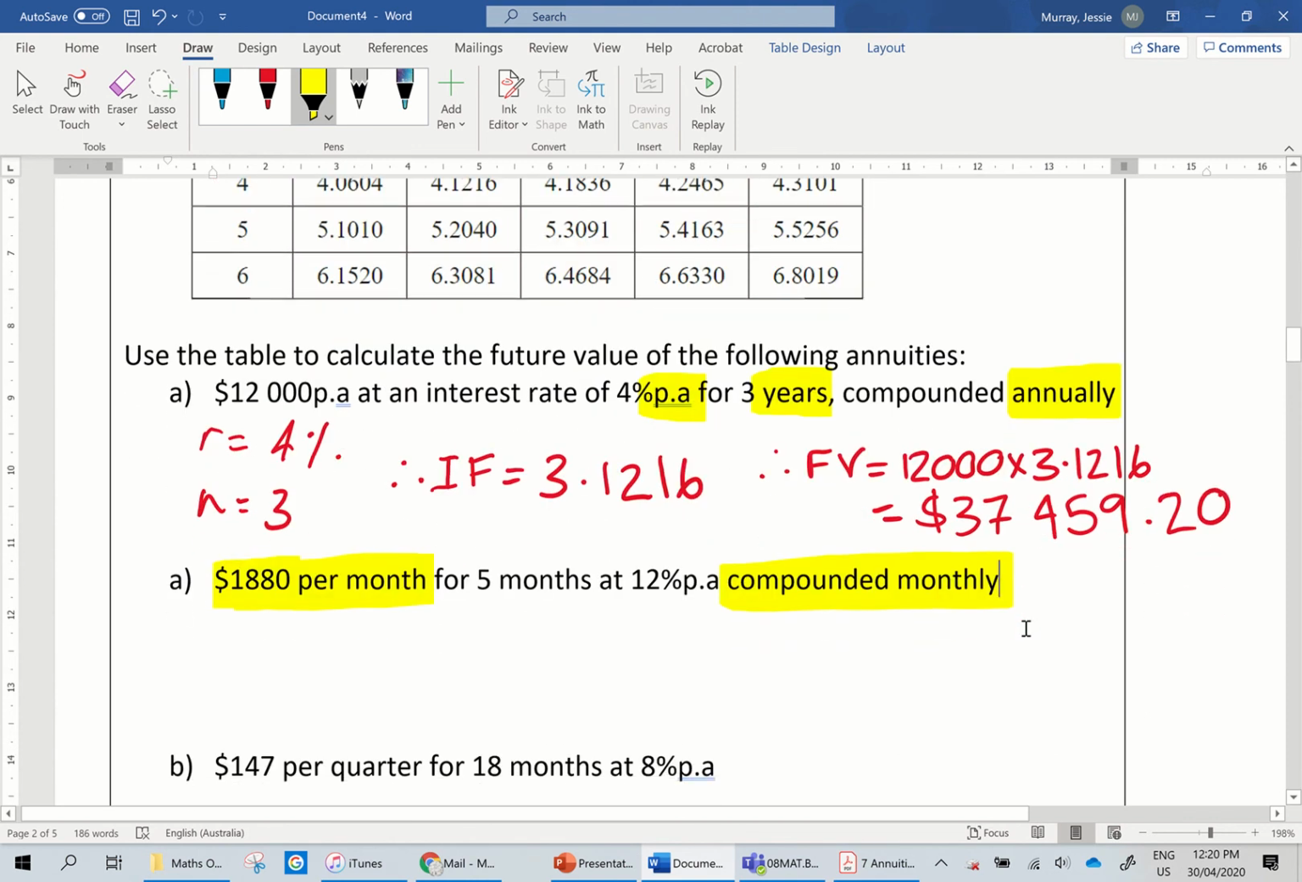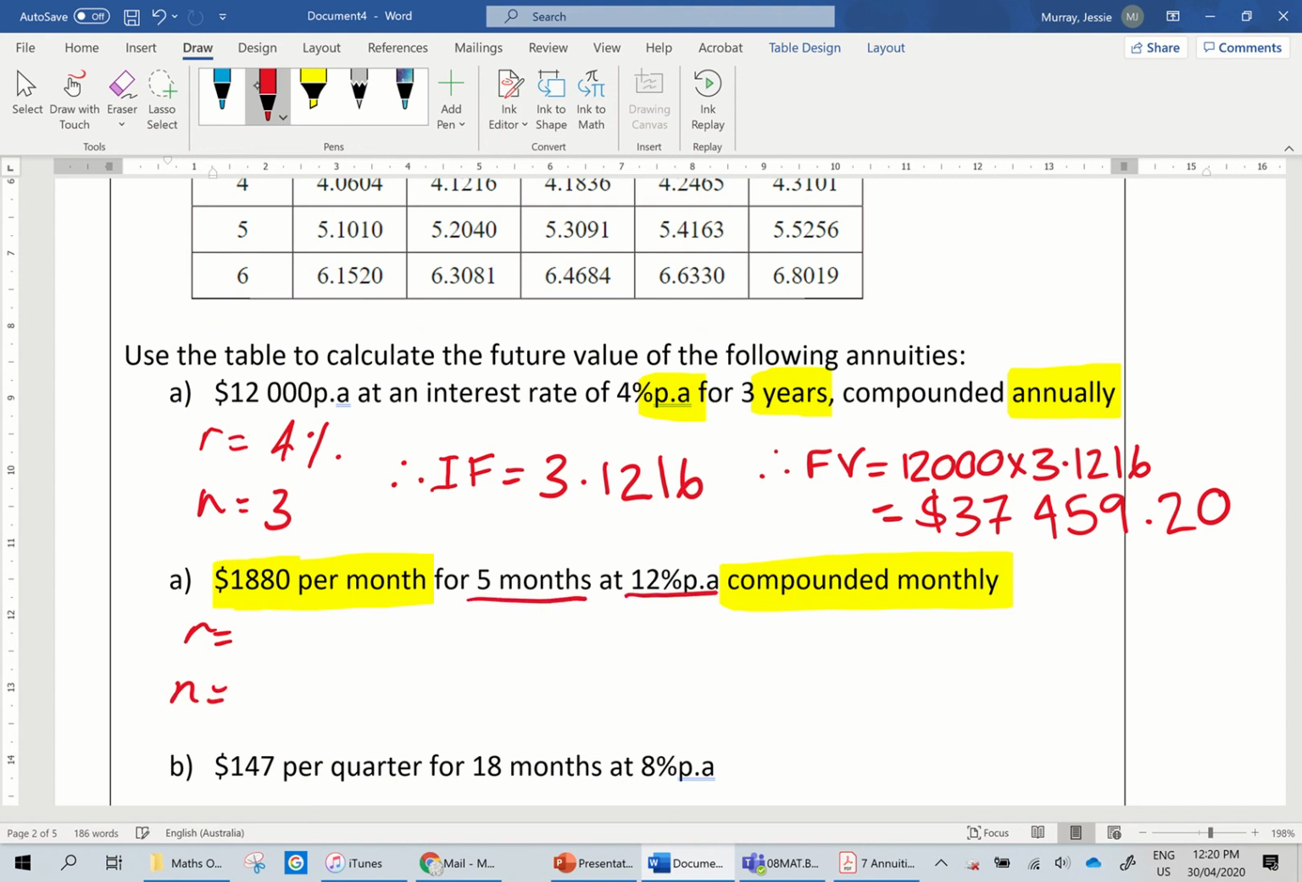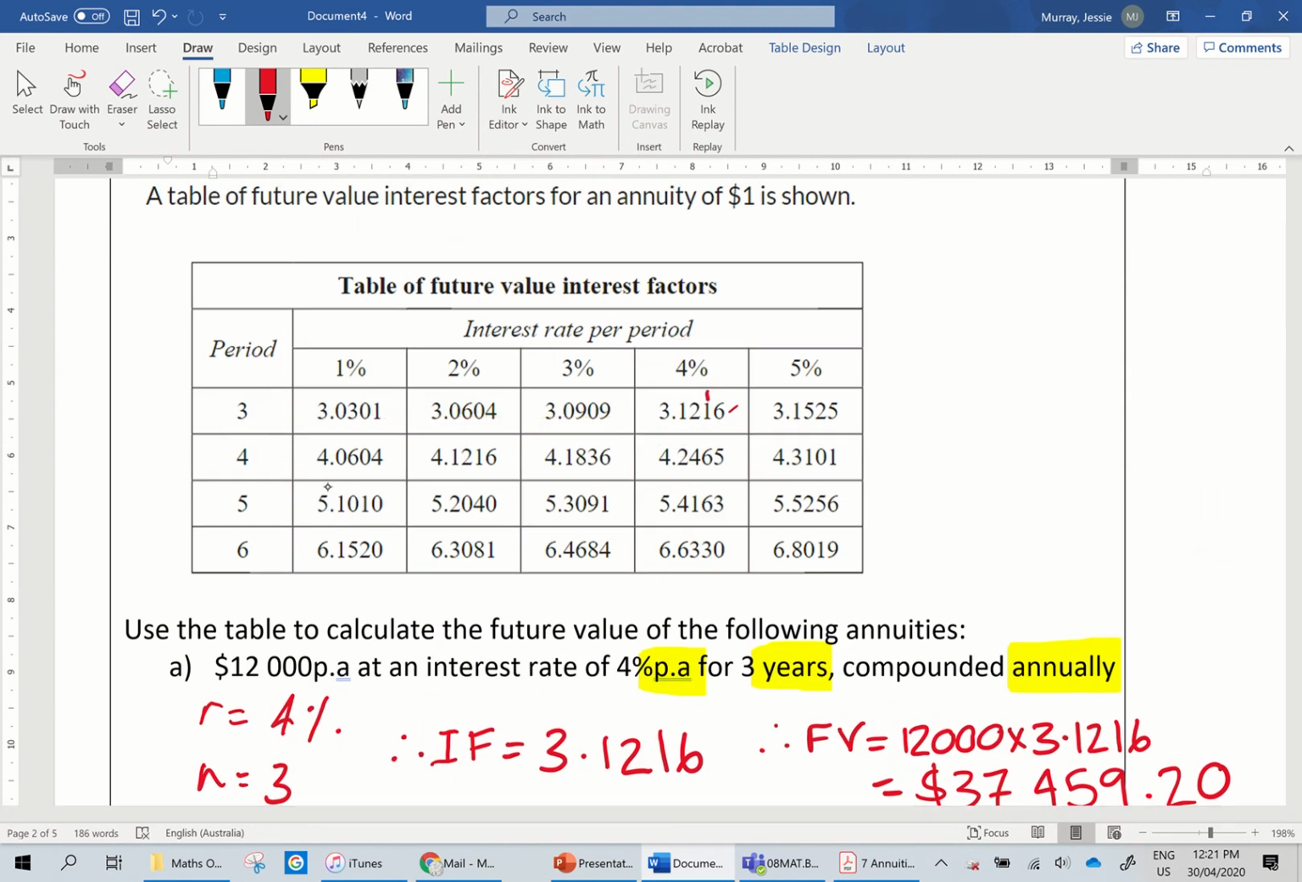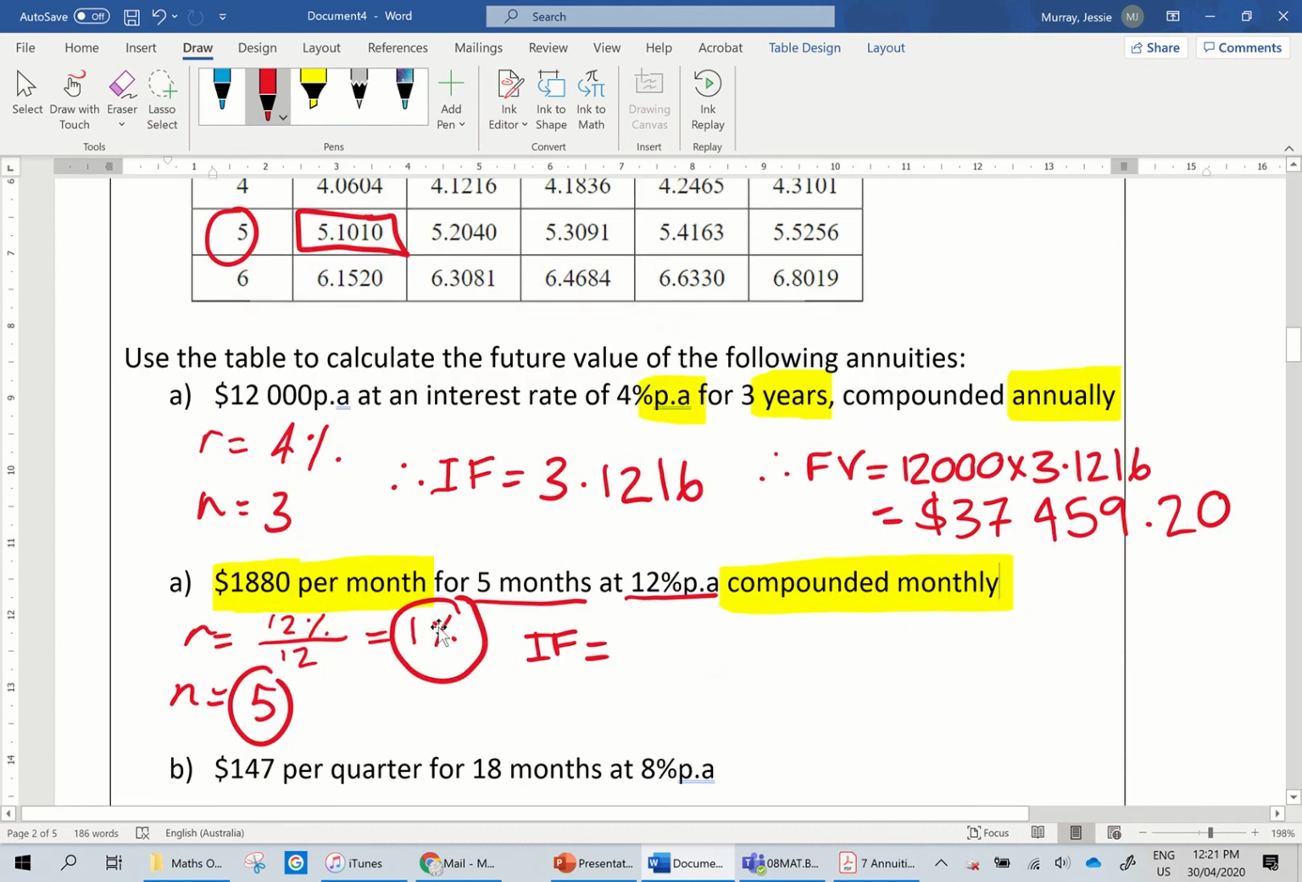We need to do compounded monthly, which means I need both my R and N value per month. Let's have a look. My rate is per annum, my N value is per month, which means I can leave it as 5 because that's already in months, but my rate is per annum, so I need to divide that up into per month, which is going to give me 1%. So now I use 1% and 5 to give me my interest factor. And I'm going to go to my table. 1%, 5 gives me my 5.1010.